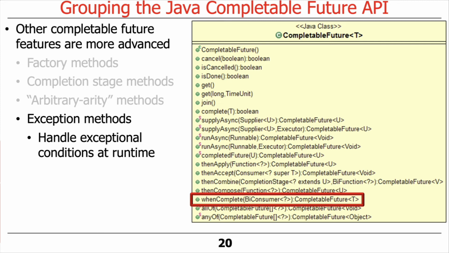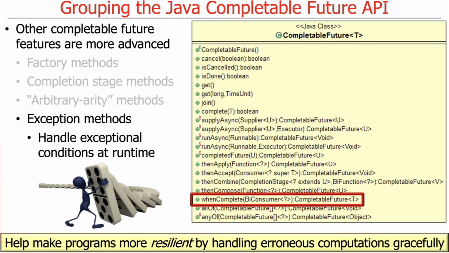And it's by using various methods like when complete and handle and exceptionally and so on. These particular capabilities help to make programs more resilient, yet another one of those mechanisms, those principles defined in the Reactive Manifesto, by handling erroneous computations gracefully in the right context, in the asynchronous context where the exceptional condition or the error condition occurred.